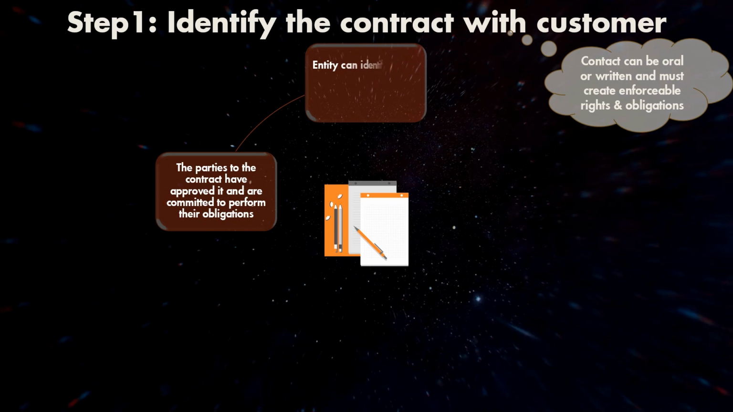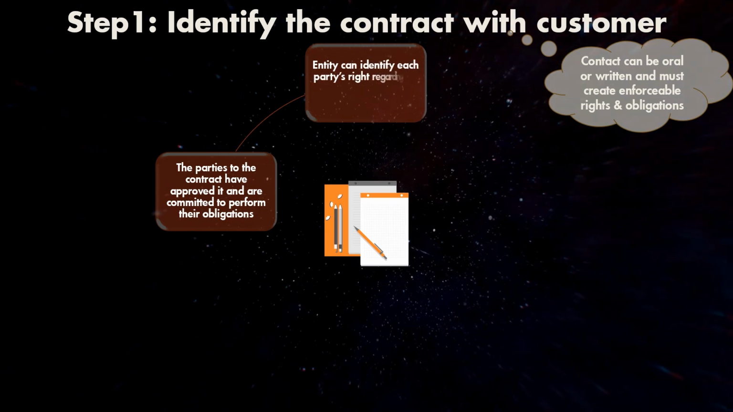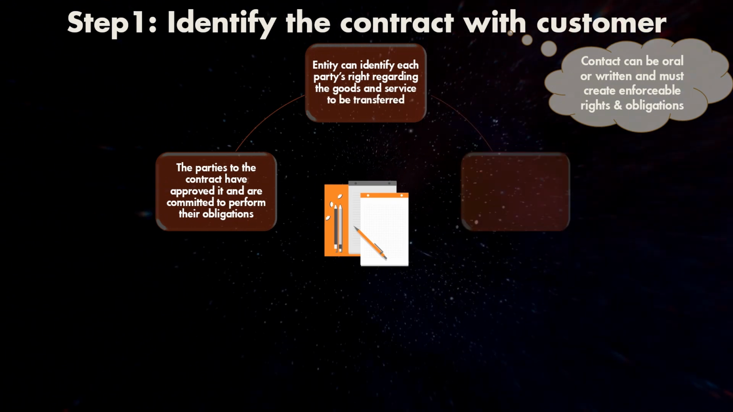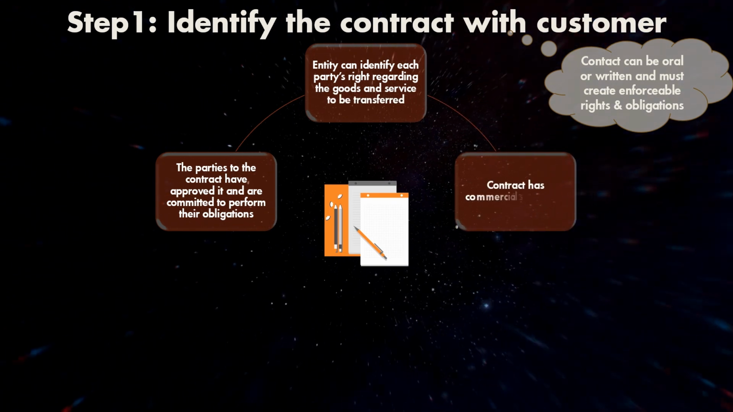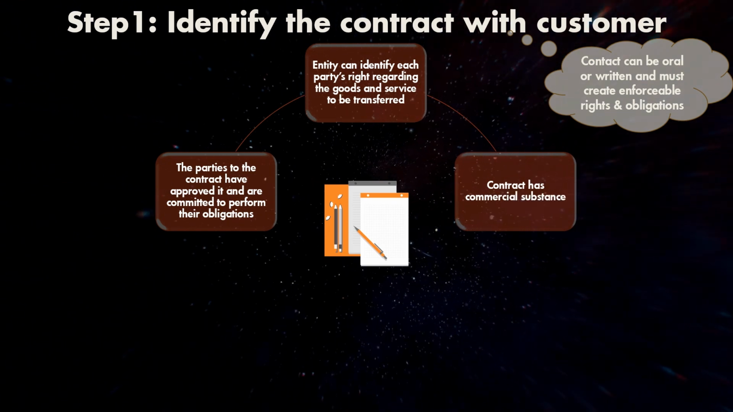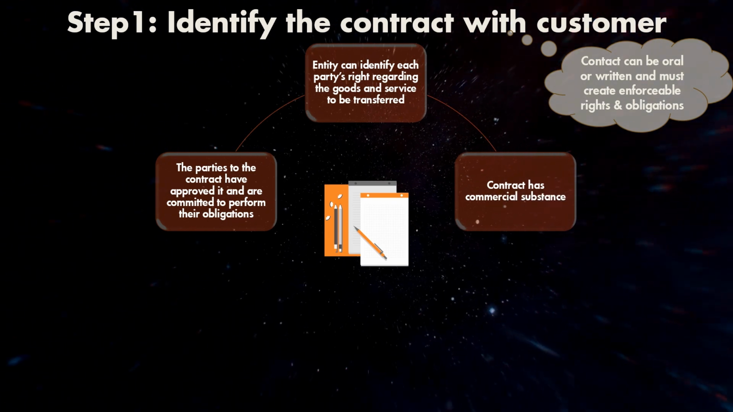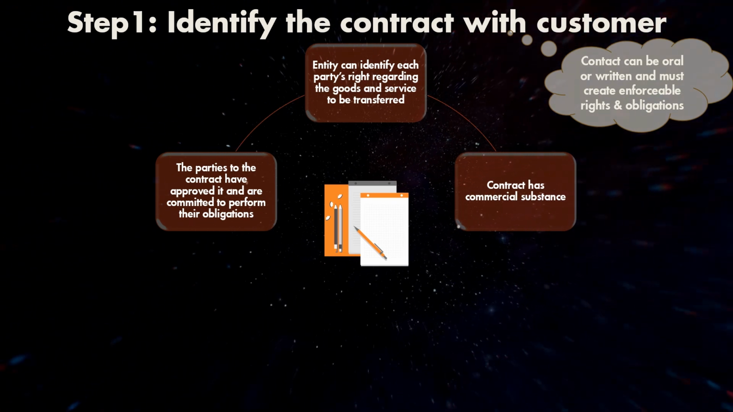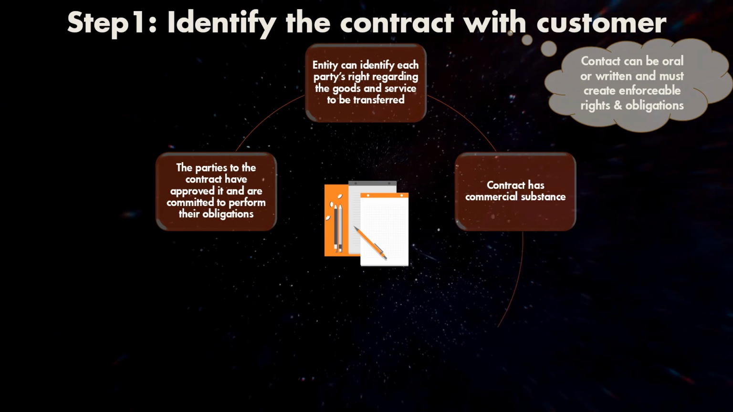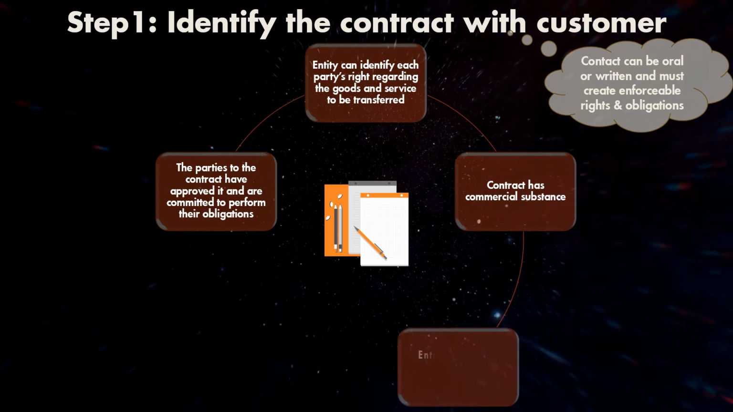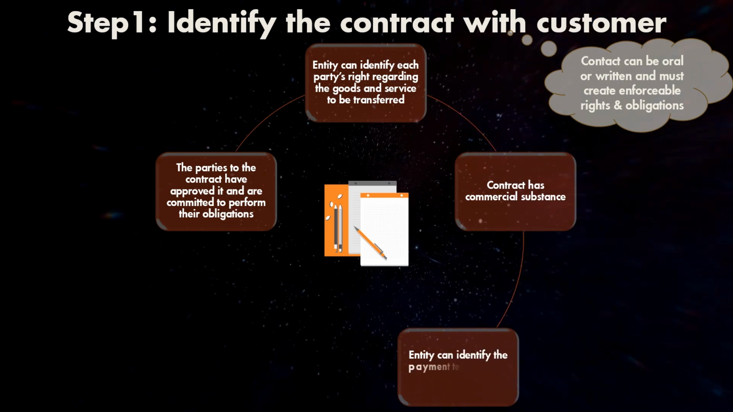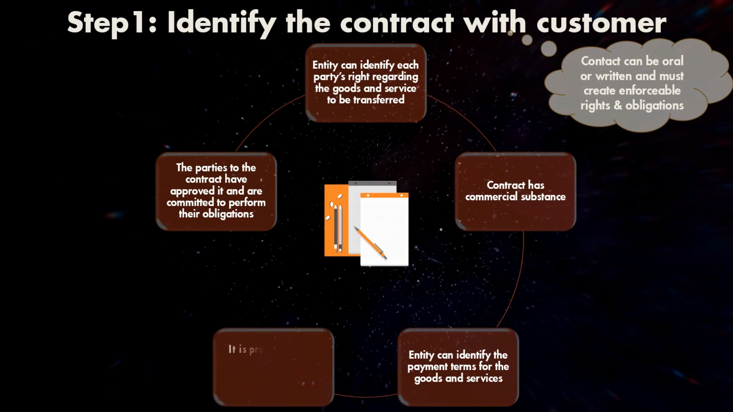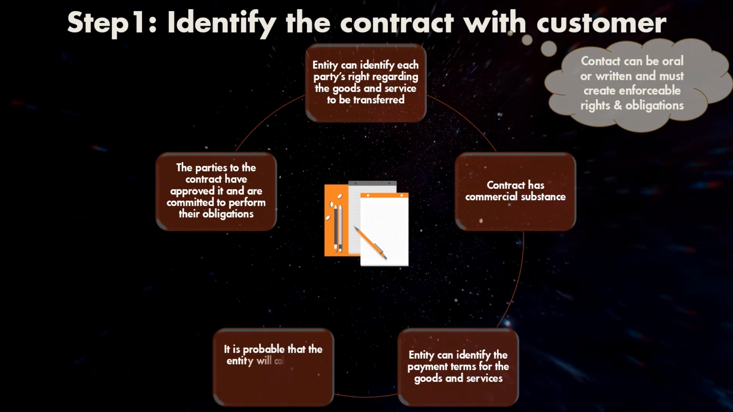The next is that the entity can identify each party's rights regarding the goods and services to be transferred. The contract must have commercial substance. In the absence of commercial substance of the transaction, it cannot be treated as revenue to the entity. The entity can identify the payment terms for the goods and services. And lastly, it is probable that the entity will collect the consideration to which it is entitled.